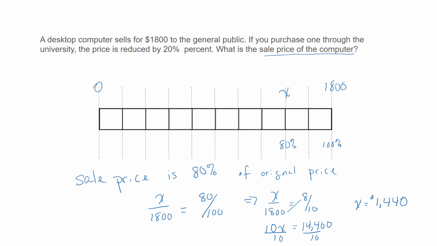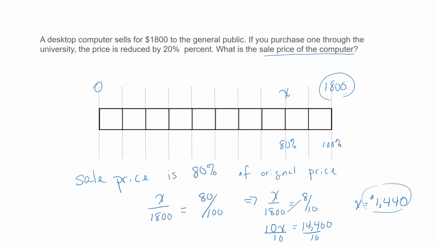And on these you want to make sure that your answer does make sense. So you're getting a discount, so your price should be lower than the original price. And it is. Now it shouldn't be a whole lot lower, but it should be somewhat lower.